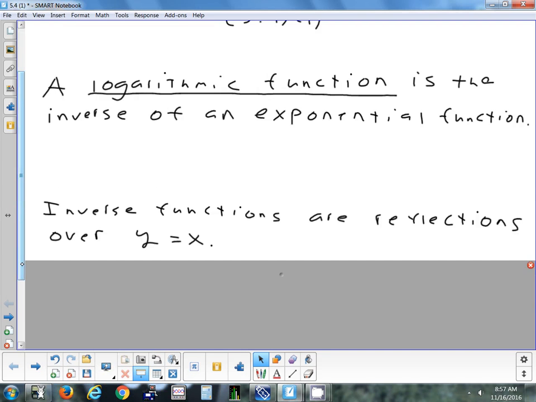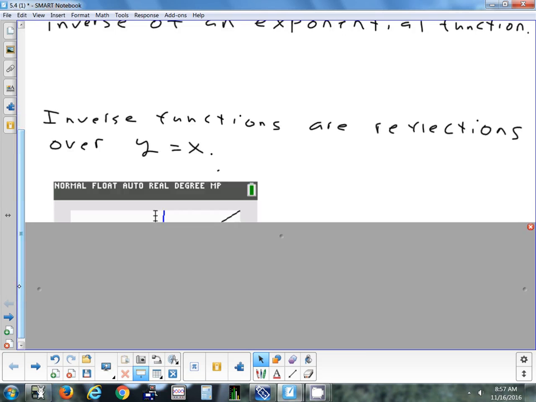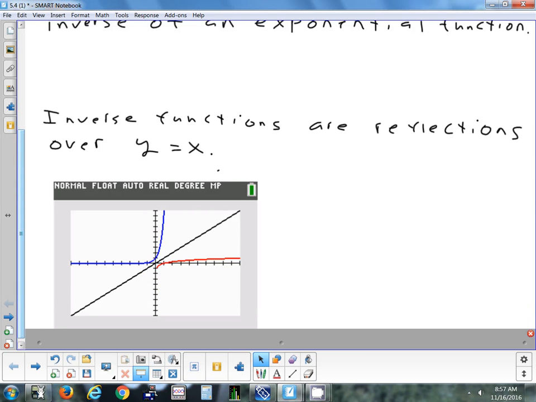And inverse functions are mirror images of each other, not over the axes, but over the line y equals x. Okay, so what I have in blue is an exponential. What I have in red is a log. And that black line is the line y equals x. Okay, y equals x has a y-intercept of 0 and a slope of 1. So it cuts right through the first and third quadrants on a 45-degree angle.